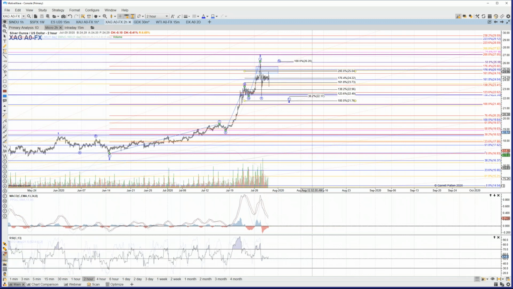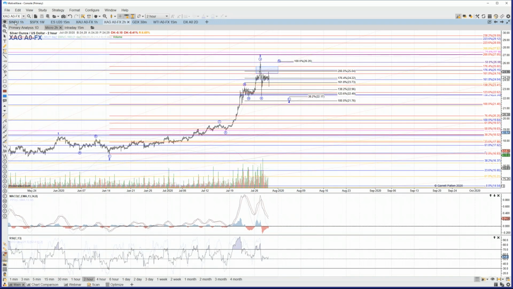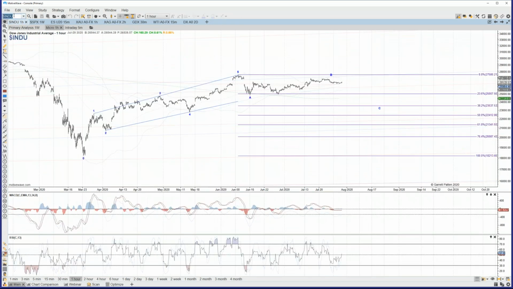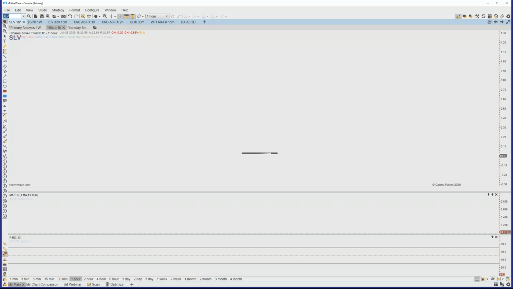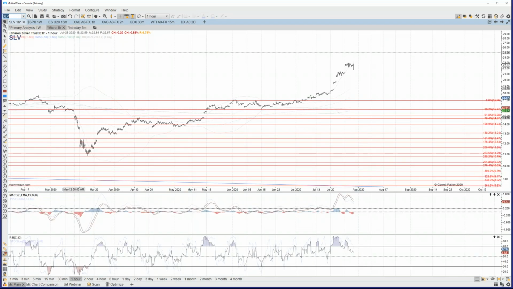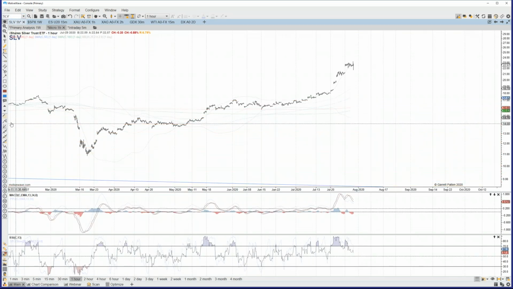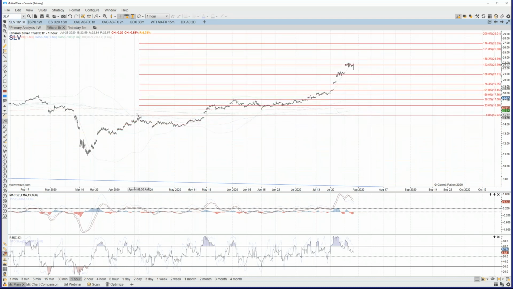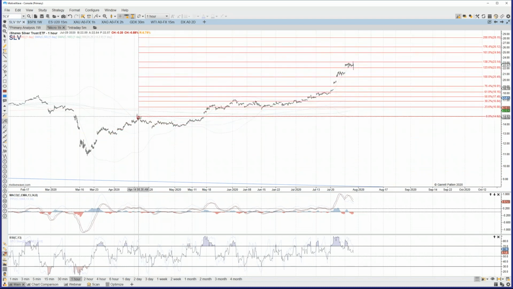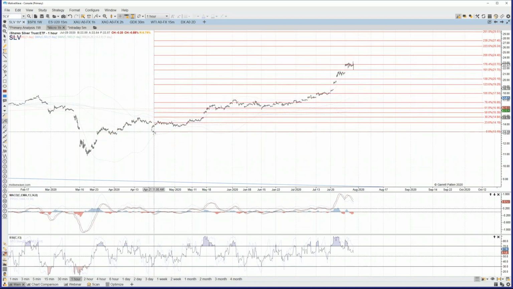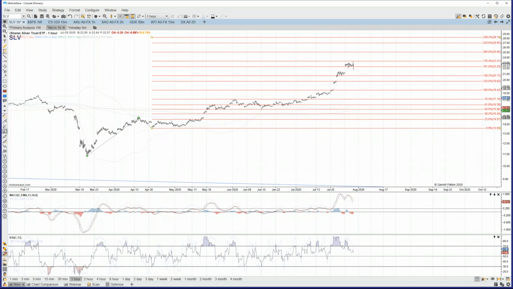So those asking for SLV, it is the same count as what I have here on the XAG chart. I just personally track the spot price rather than the ETF. But same count.